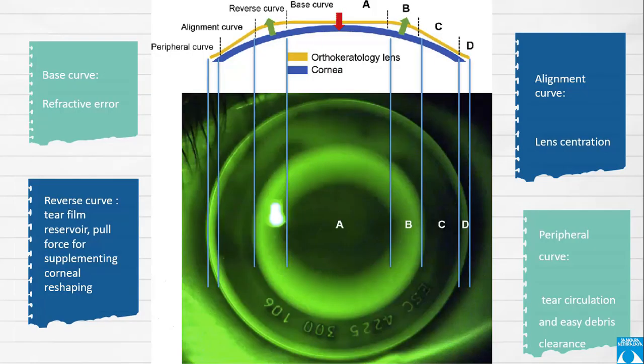It has four parts, as we can see. The center one is the base curve, which contributes to the refractive error. The sides of it form the second part, the reverse curve, which is the steepest portion, acts as a tear film reservoir, and also acts as a negative pulling force supplementing corneal reshaping by the base curve. The third and fourth curves are the alignment curve and the peripheral curve, which help in lens centration. The peripheral edge fit is also important for easy debris clearance and tear circulation.